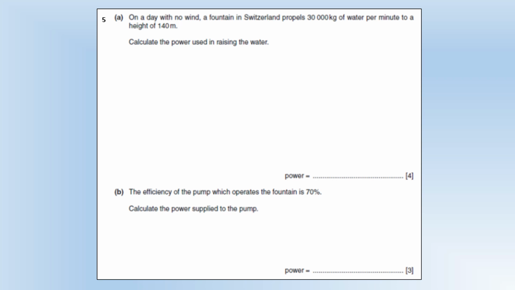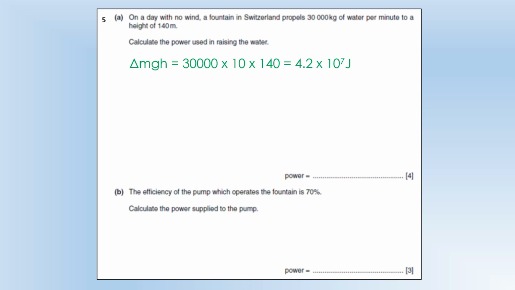Okay, so on a day with no wind, a fountain in Switzerland propels 30,000 kilograms of water per minute to a height of 140 meters. Okay, so calculate the power used in raising the water. So I'm going to work out the amount of work done in a minute, and then we'll work out the amount of work done per second. That's going to be my approach.